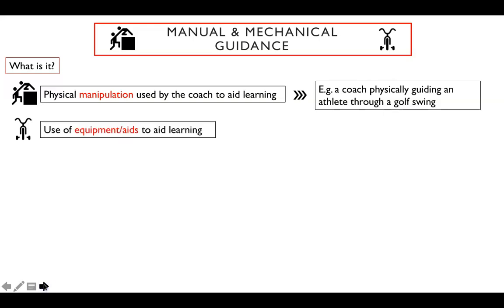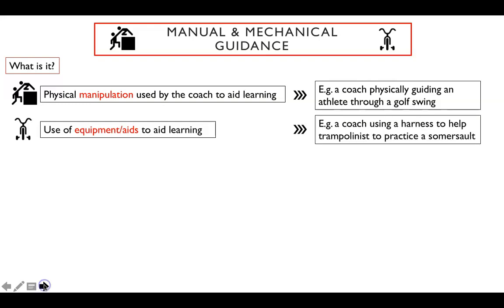Mechanical is the use of equipment or aids to aid learning. The picture there, stabilizers, is a really good example of mechanical guidance. In terms of sports, a coach using a harness to help a trampolinist practice a somersault would be an example of mechanical guidance. A really good example is if you go to a busy town centre or a fair, and you've got these trampolines that children bounce on. They've got the harnesses on, they're bouncing really high and having a great time. So the harness is there to help them.